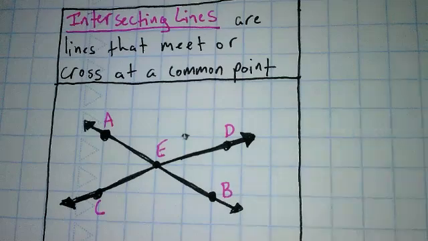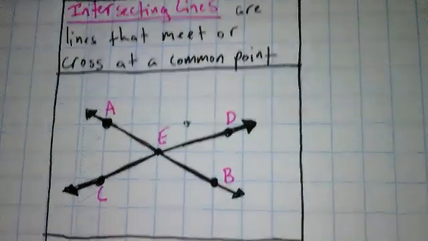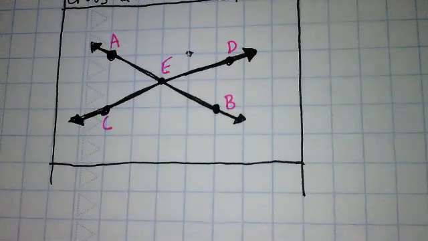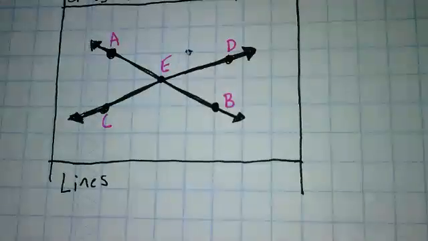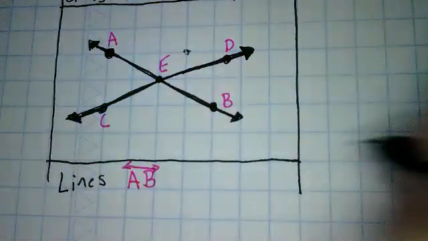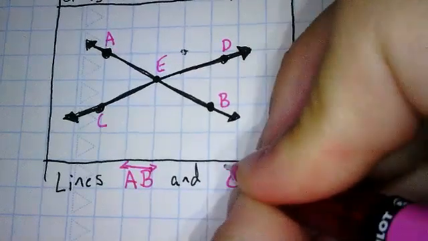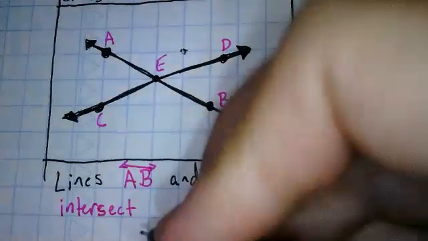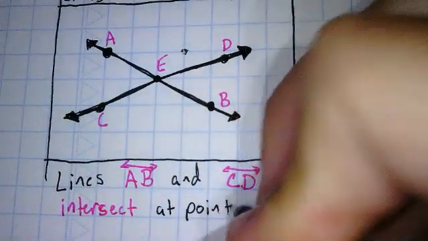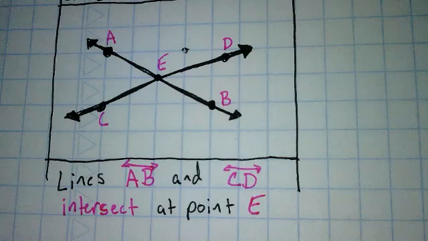So we're going to write that down here. I wanted to make sure everyone had that first. I'll zoom out in a second, too, so you can get the whole thing. So we're going to write: lines AB and CD intersect at point E. And then I can finish up my little box here.